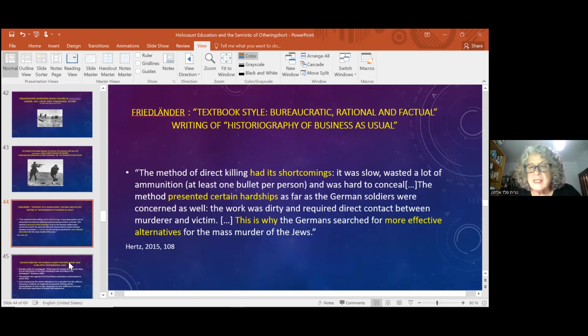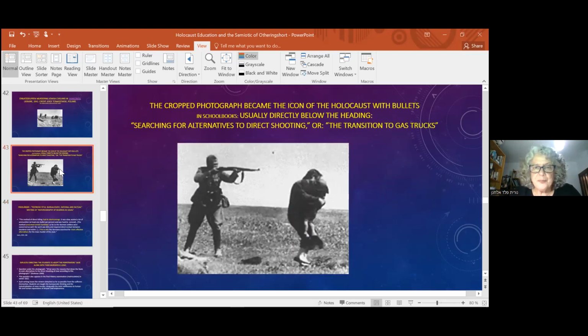What the text says is that the method was good, but not altogether good. It had some hardships. This style that Saul Friedländer, Holocaust historian, calls textbook style, bureaucratic, rational, factual writing of historiography, of business as usual, is quite chilling when it comes under this photograph.